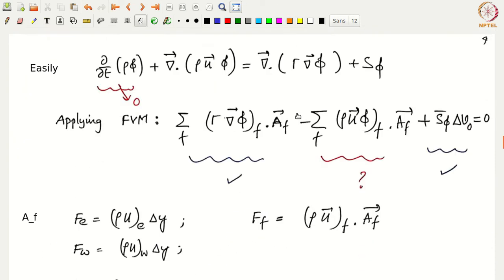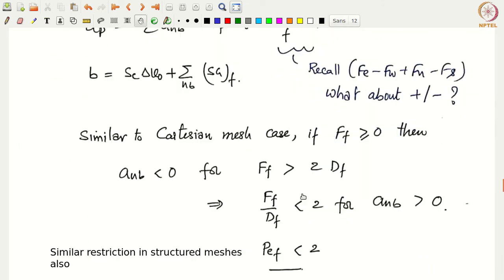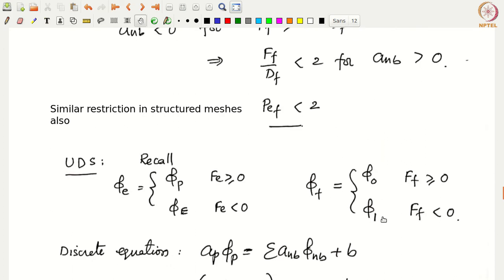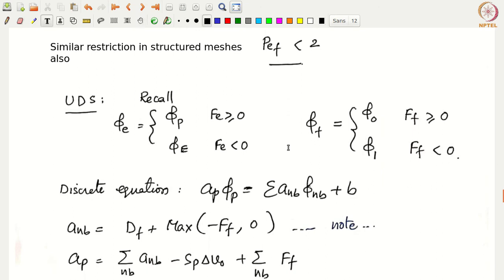So if Ff is positive, then we would take phi sub f as phi 0, otherwise we would take it as phi 1. That's what we have. Then of course this is the only thing we have to worry about. This is your upwind differencing scheme. So once we have defined this, we can essentially assemble the equation. The discrete equation is basically AP phi P equals sigma nb anb phi nb plus b, because we already know how to discretize and assemble the diffusion equation and everything else, which is basically the same as before.